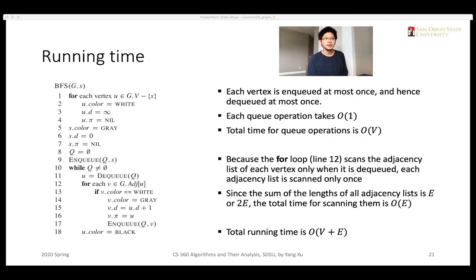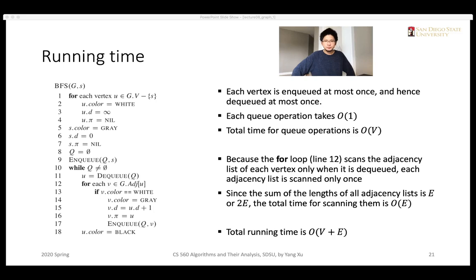Okay, so now let's analyze the running time of the BFS procedure a little bit. Looking at the code, each vertex is enqueued at most once. Okay, when it's gray, it's enqueued. And it's also dequeued at most once. Each queue operation takes constant time. Let's say enqueue and dequeue are quite fast. So the total time for queue operations is big O of V, because there are V vertices in the graph.